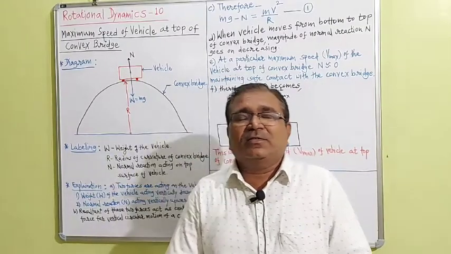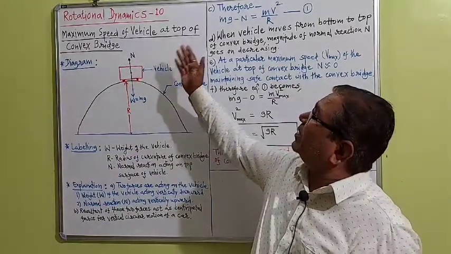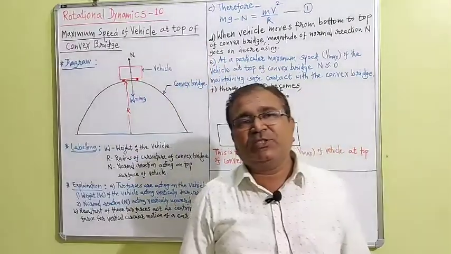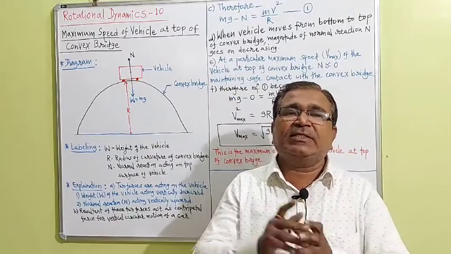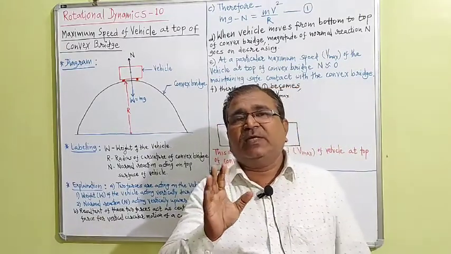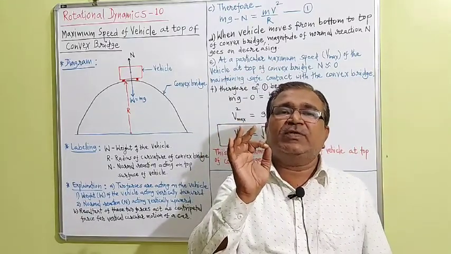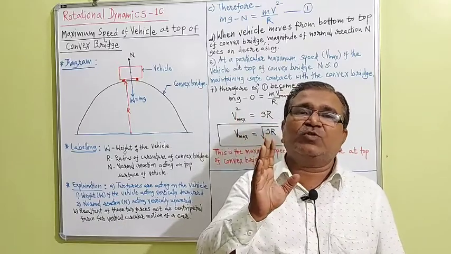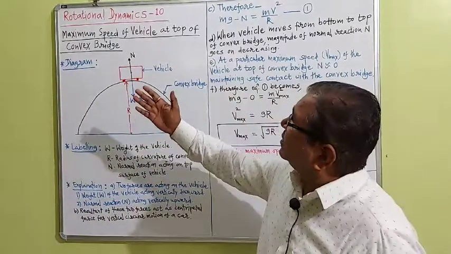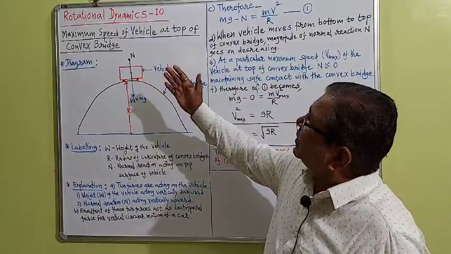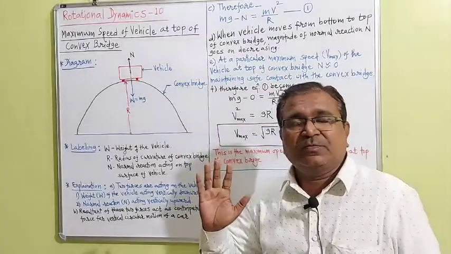Today we are learning about the maximum speed of a vehicle at the top of a convex bridge. As far as rotational dynamics is concerned, this is lecture number 10, and in this lecture, the last one dealing with horizontal circular motion and vertical circular motion, dear students. So, the maximum speed of a vehicle at the top of a convex bridge.